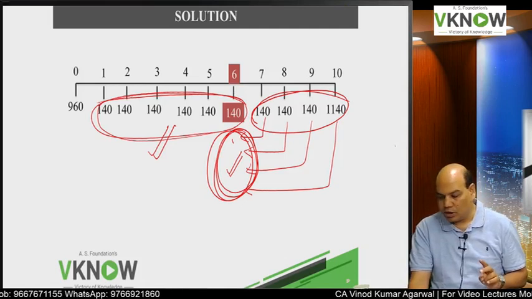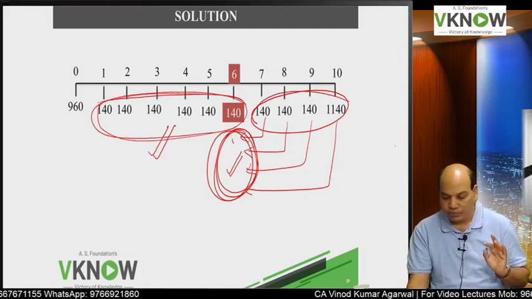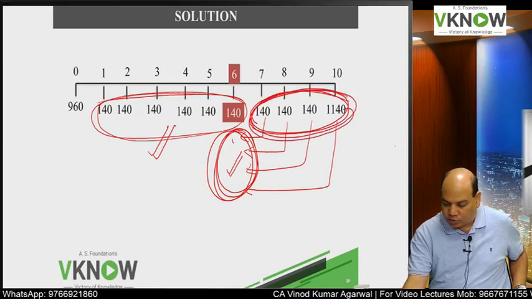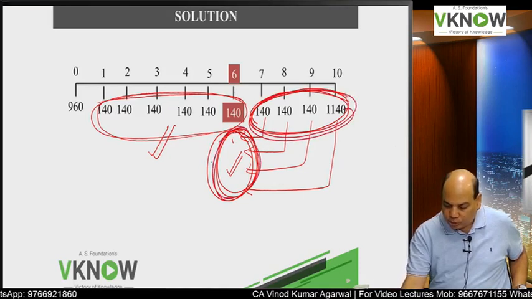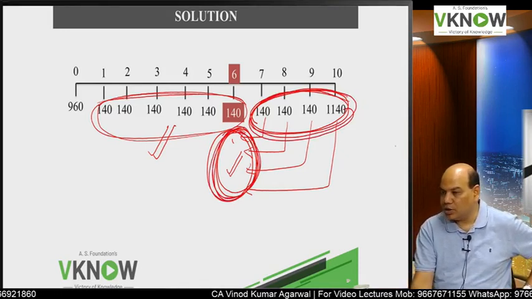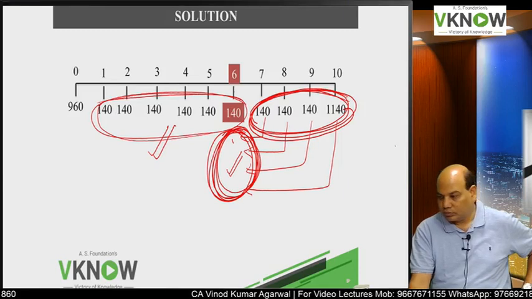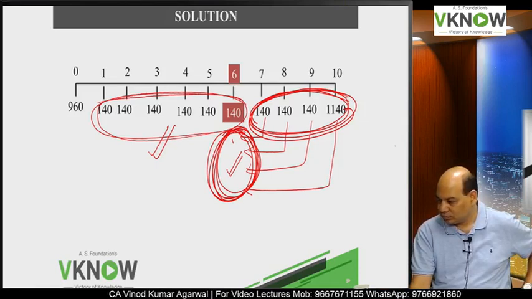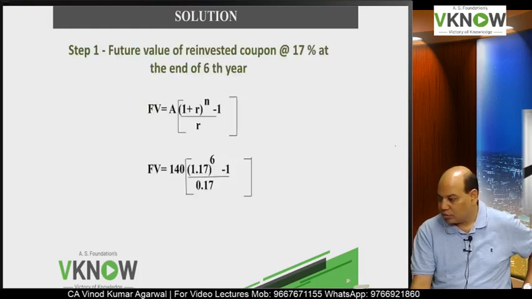So this question will require one extra calculation, that is finding the present value of the remaining cash flow which the bondholder will get at the end of year 6 if he sells the bond at the end of the 6th year. Understood? Any query on this? Any query? Yes or no? No query? Okay.